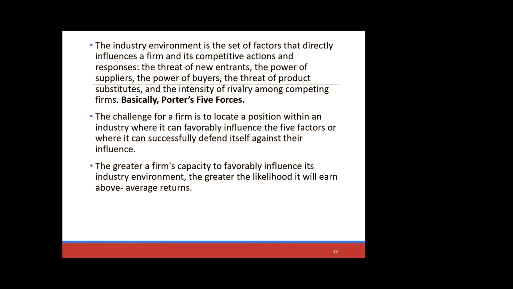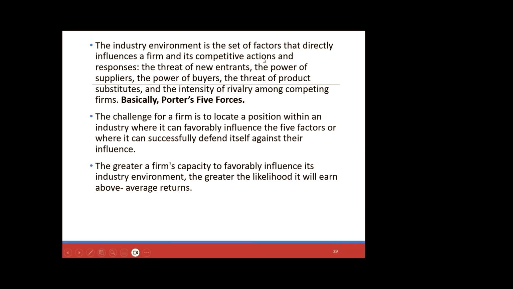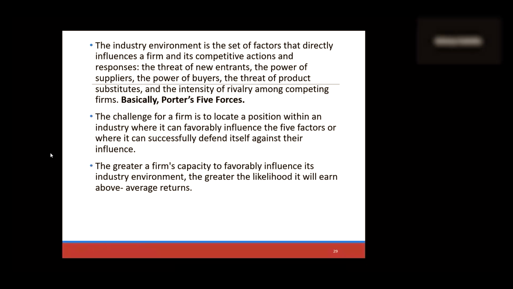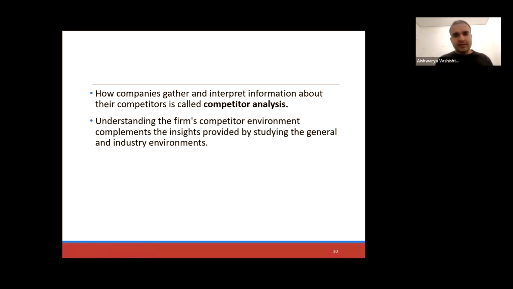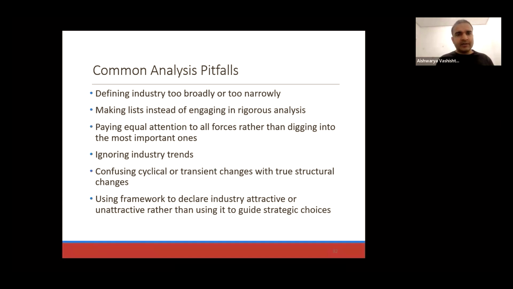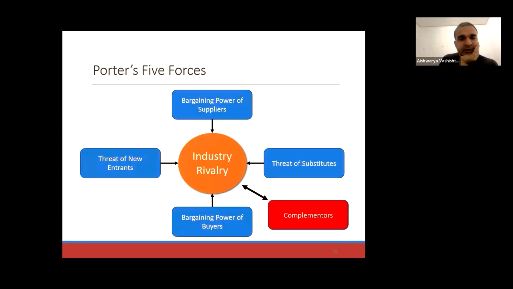So this was external environment analysis, and then we move to industry analysis. So from external environment, we narrow down to industry. And industry is basically the five forces. Industry analysis is just threat of new entrants, threat of product substitutes, power of suppliers and buyers, right? And then comparator analysis. Comparator intelligence is basically comparator analysis, where you scan, monitor, forecast, and assess.